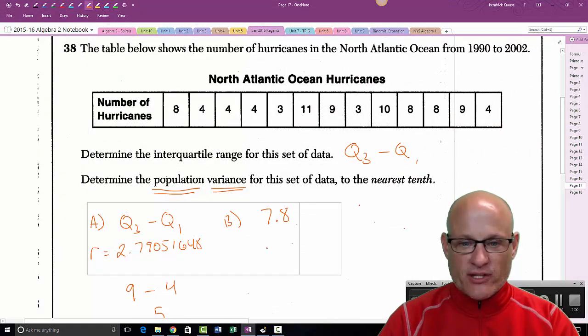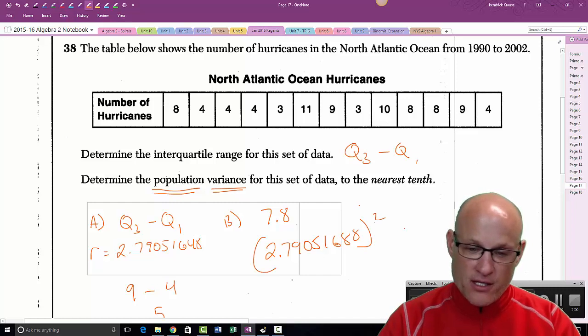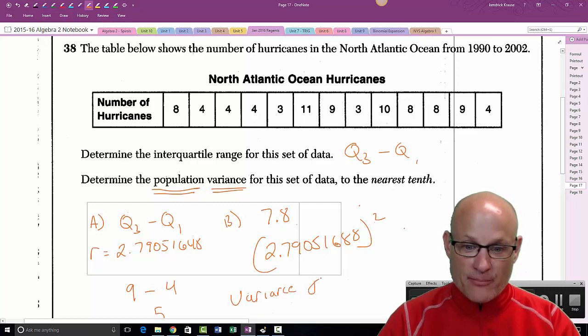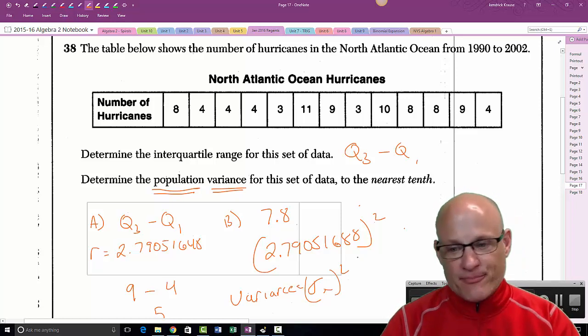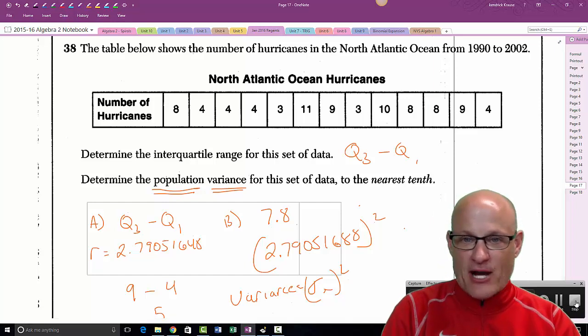7.8. You should have shown work that said 2.7905168 squared, because variance is equal to the population standard deviation squared. You need to show a little bit of work there. Not a lot. Okay, last.